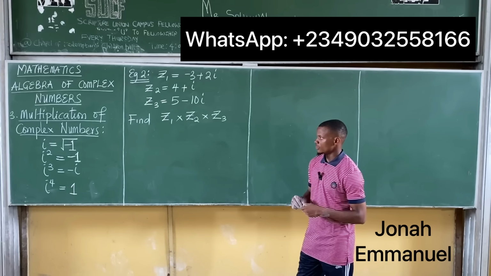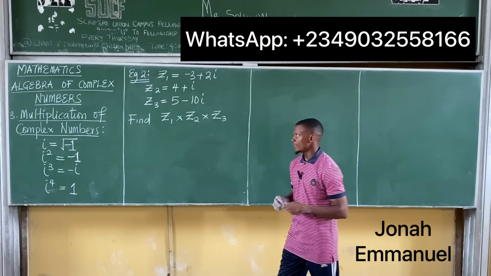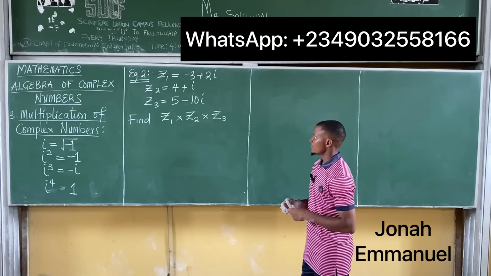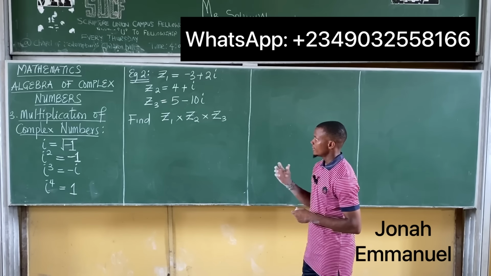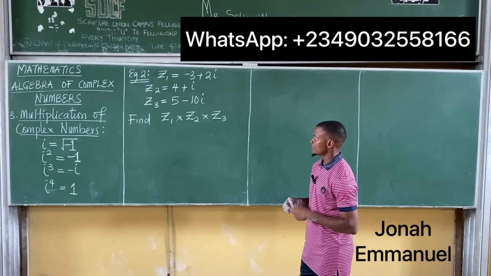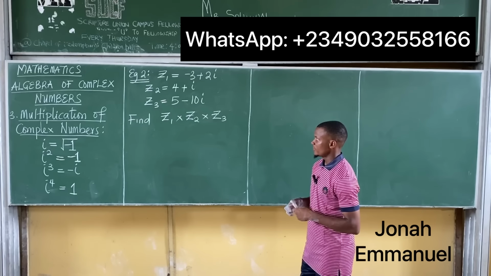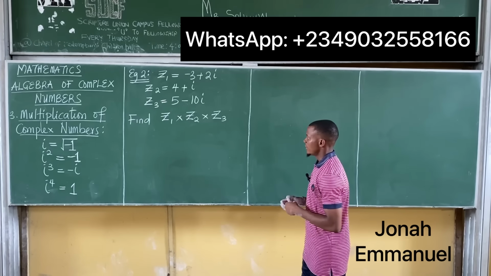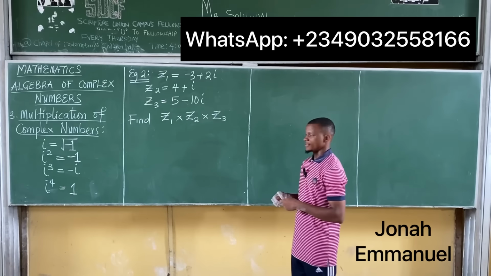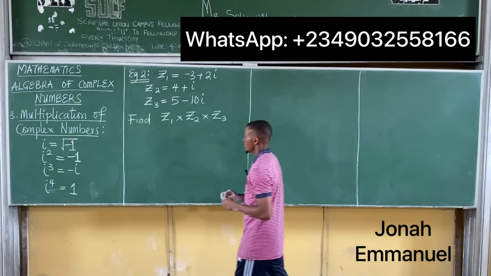So let's take another question on multiplication of complex numbers. You're given z1 equal to minus 3 plus 2i, z2 equal to 4 plus i, and z3 equal to 5 minus 10i. You have to find the value of z1 times z2 times z3. How do you solve that?